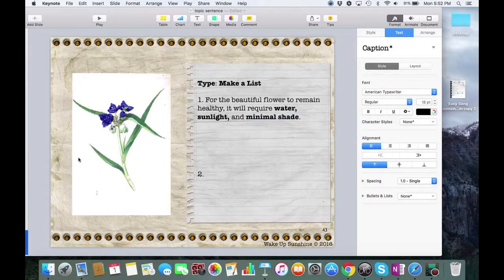Now it's your turn. Take a look at the picture and see if you can create a new topic sentence utilizing the items in a series style. Have fun.